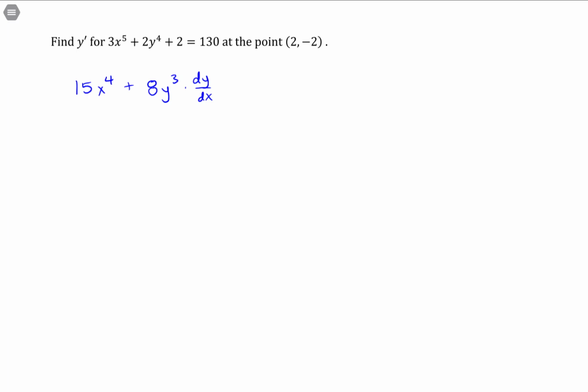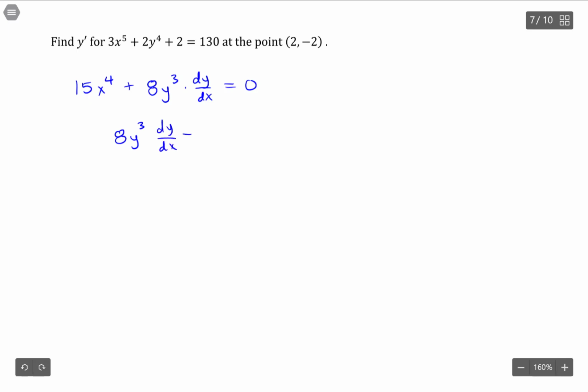The derivative of any constant is just 0. So the derivative of 2 is 0 and the derivative of 130 is 0. So this is now just equal to 0. In order to work with this, I need to get dy dx by itself. So the first thing I will do is subtract that 15x to the fourth over to the other side of the equation.